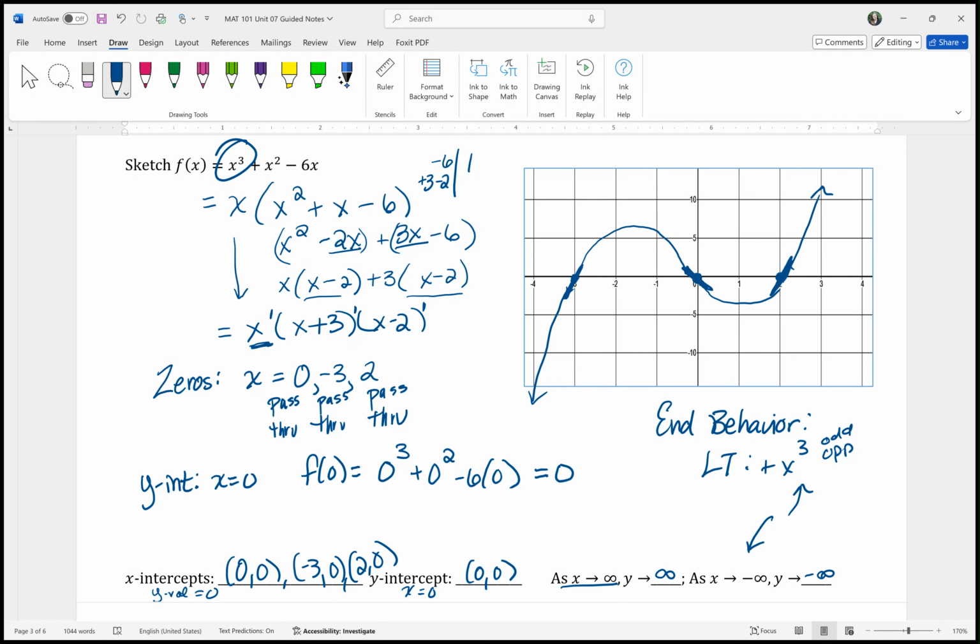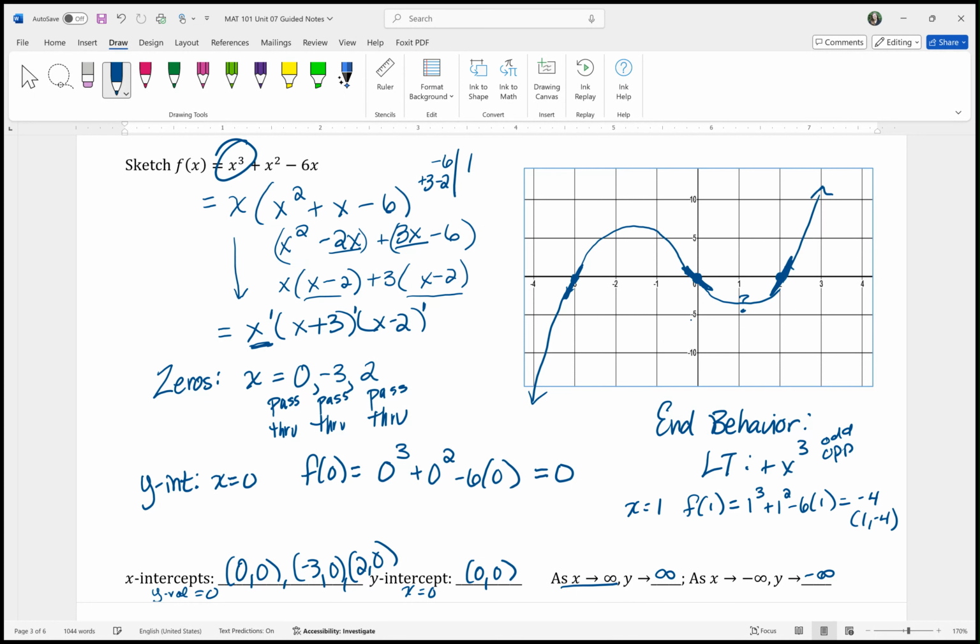But maybe I'll show you real quick what I mean by plugging it in. Maybe I want to know how far down that goes. Let's pick the x value of 1. I'm going to erase this just for a moment. If my x value is 1 and I plug it into f of x, that would be f of 1, which is 1 cubed plus 1 squared minus 6 times 1. So that's going to be what? 1 plus 1 is 2. Minus 6 is negative 4. So I have the point (1, -4).